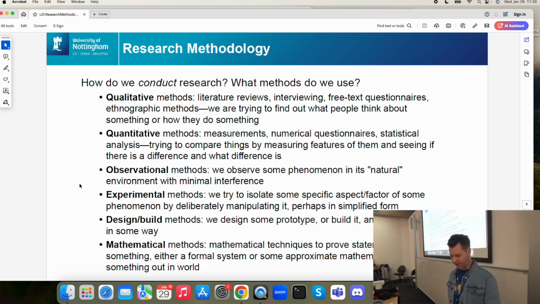We can design and build software or prototypes or hardware and evaluate it in some way. And of course, there are mathematical methods like mathematical proofs. That's another research method, is coming up with a mathematical proof or designing a mathematical proof. We call those also theoretical research.